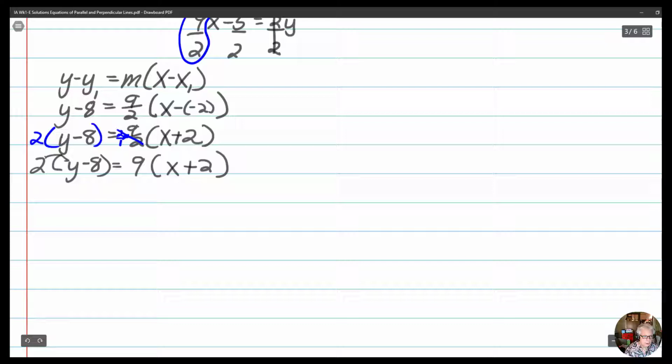Now distribute, distribute. 2y minus 16 equals 9x plus 18.